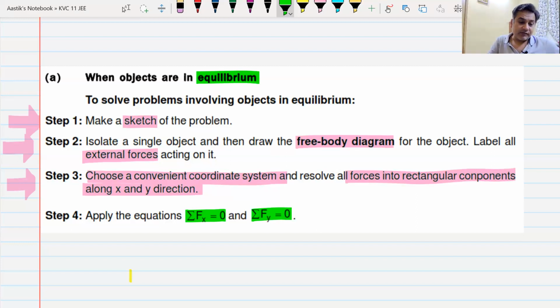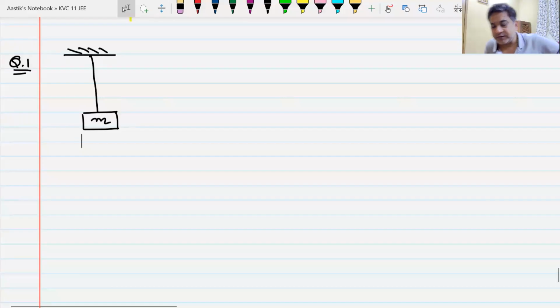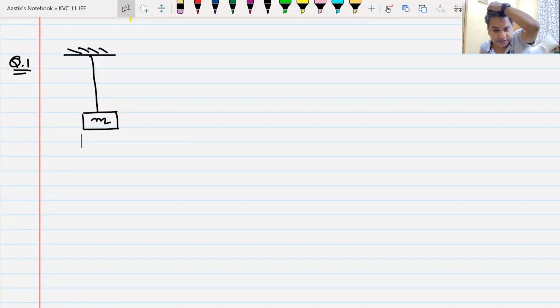Now let us solve some very simple problems based on this equilibrium. For example, we have a body of mass m attached to a string. Obviously the body is not moving, the body is at rest, the body is in equilibrium. Someone asks you, what is the tension in the string? How are we going to find it out?